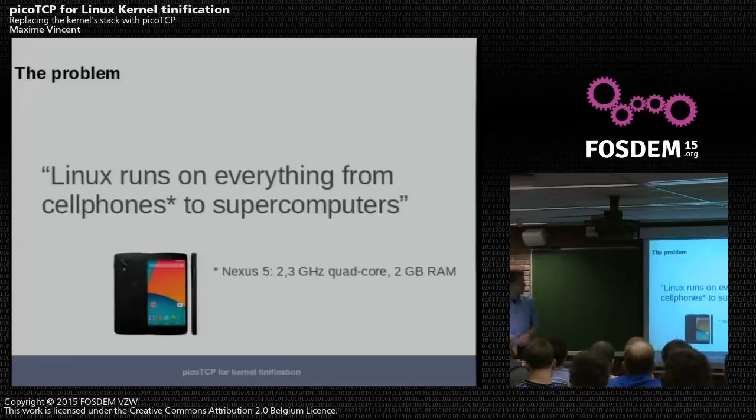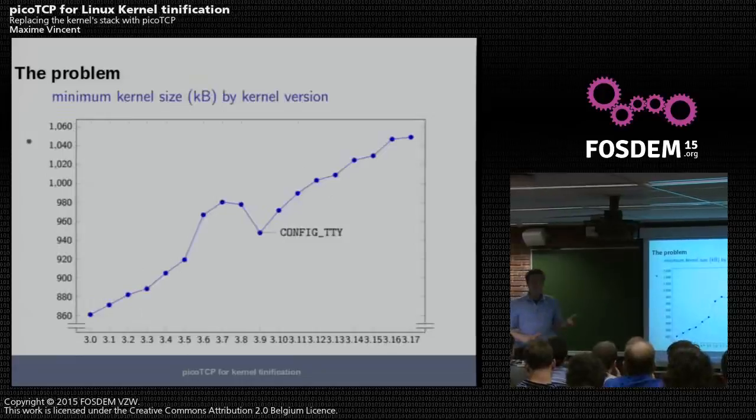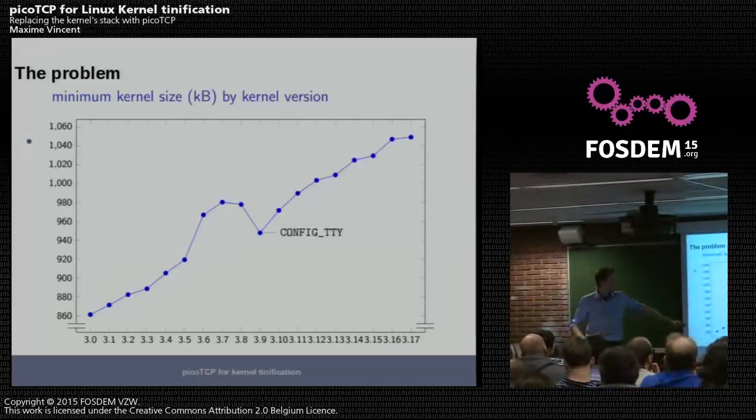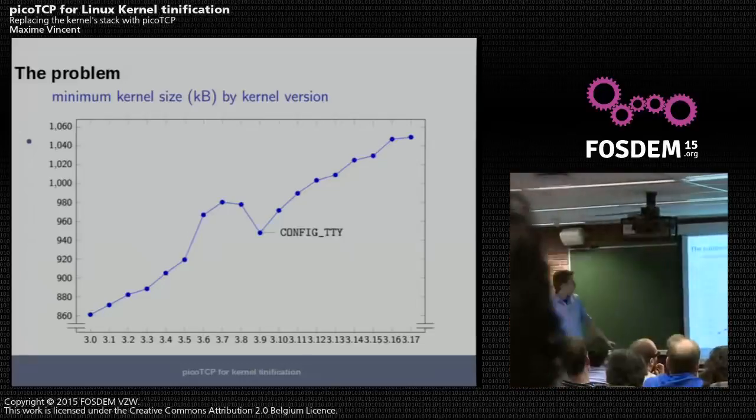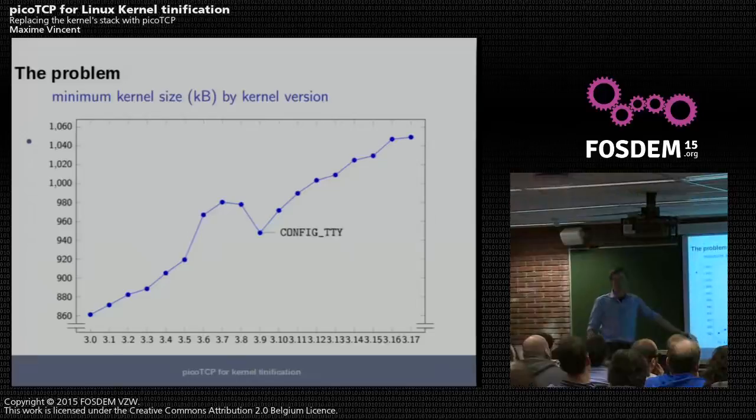So indeed, Linux runs on these systems, but this is a figure I stole from another presentation talking about the tinification of the Linux kernel. And at the bottom, I'm not sure you can see it, but here in the corner, there's kernel version 3.0 going to 3.17 at the right-hand side of the graph. And here we can see the minimum kernel size. Well, actually, it's not really the minimum kernel size.